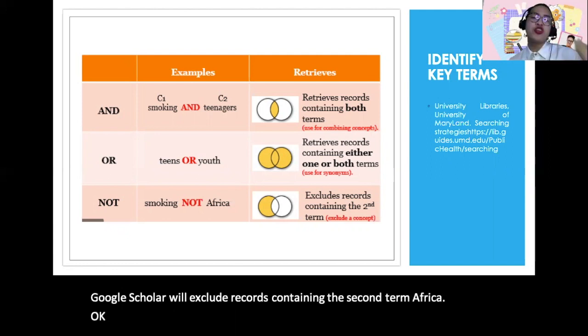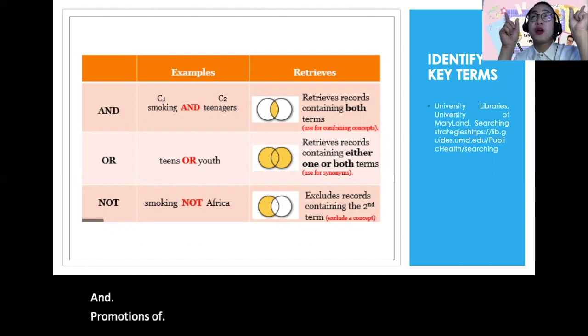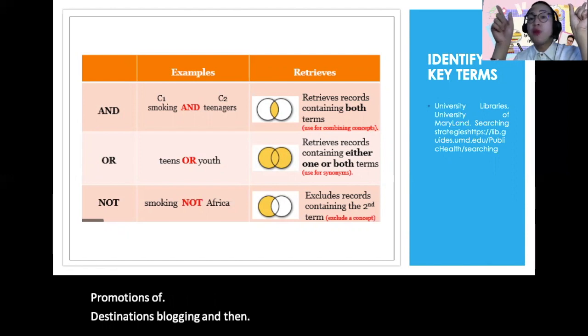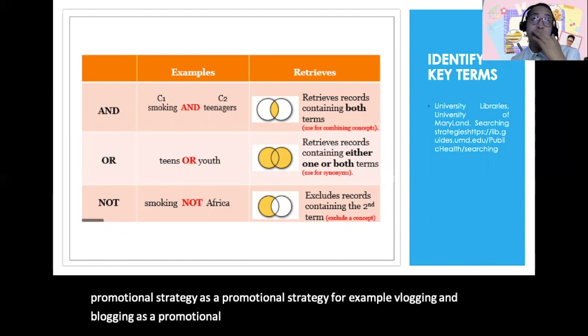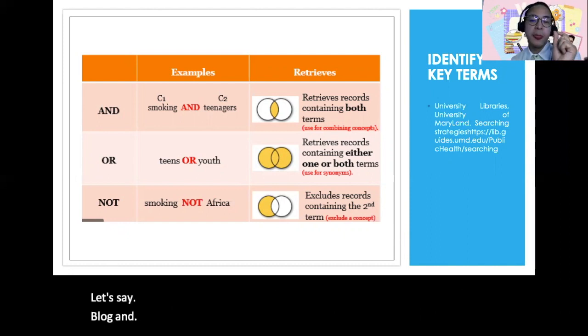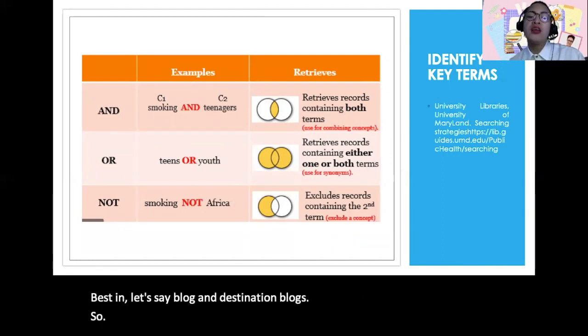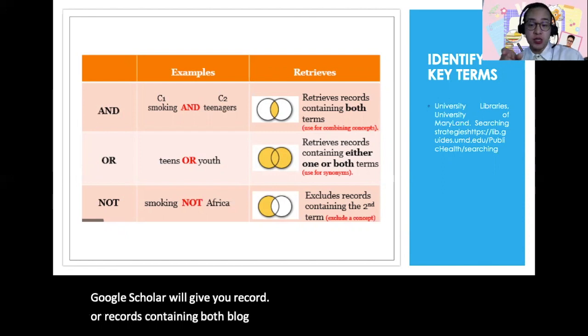Okay, let's say your topic is about vlogging and promotions of destinations, vlogging as a promotional strategy, for example. So let's say vlog and destination vlogs. Google Scholar will give you records containing both vlog and destination vlogs.